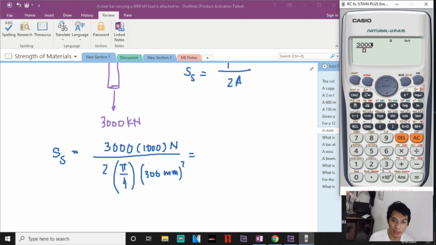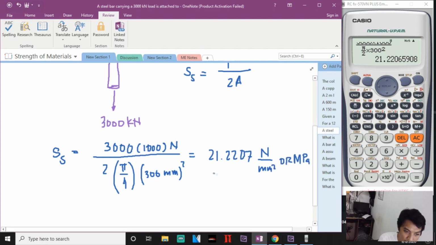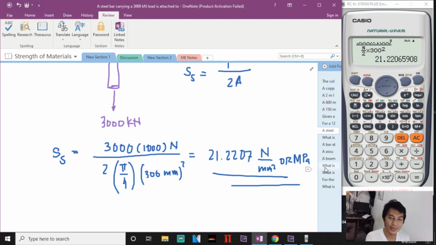So, 3,000 times 1,000, twice power, di may in-divide na lang, so pi over 2 na lang yan, times 300 squared. Okay, your average shear stress will be 21.07 newton per millimeter squared or MPa. Okay? Ganun lang kadali ang strength of materials. Basta alam mo yung pag extricate ng mga ideas na ganyan. Kaya mo siyang i-part by part.